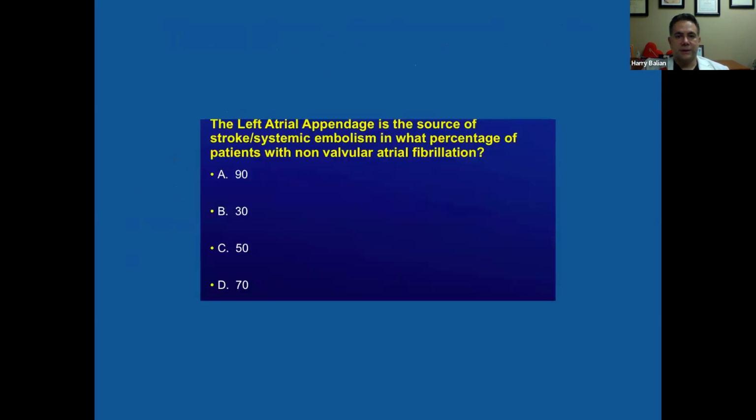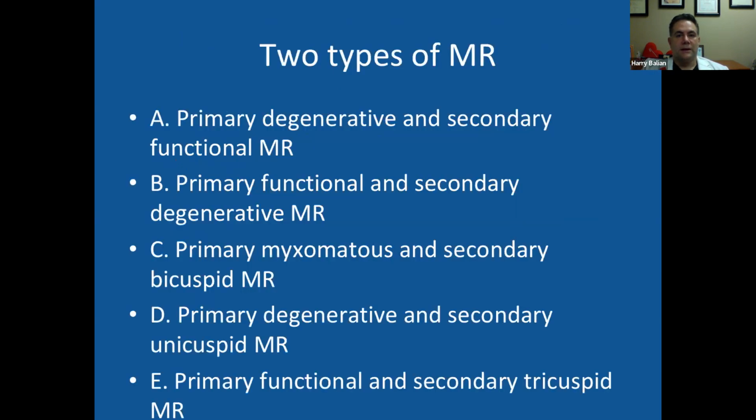Question 2, left atrial appendage is the source of stroke or systemic embolism in what percentage of patients with non-valvular AFib? Answer is A, 90. And 2 types of MR. This is question 3. What are they? A, primary degenerative MR and secondary functional MR.